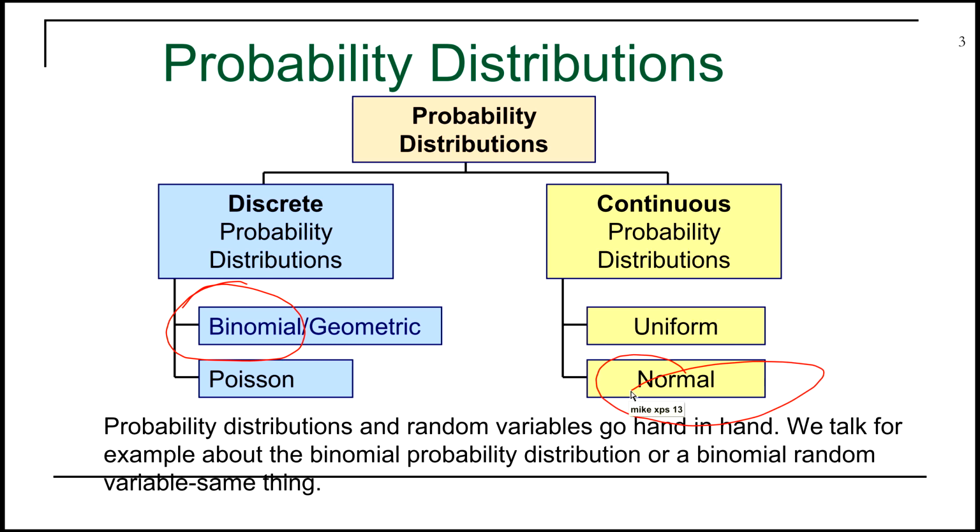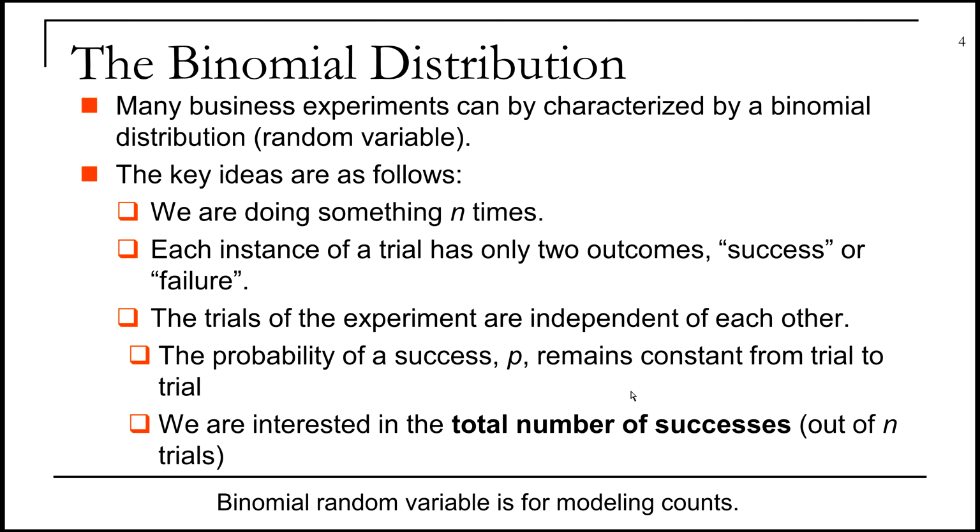And there are other ones. There's the geometric, there's the Poisson that you can study. But really, if you know the binomial and you know the normal, you know the two most popular distributions out there that we go to time and time again. So right now we're going to talk about the binomial distribution.